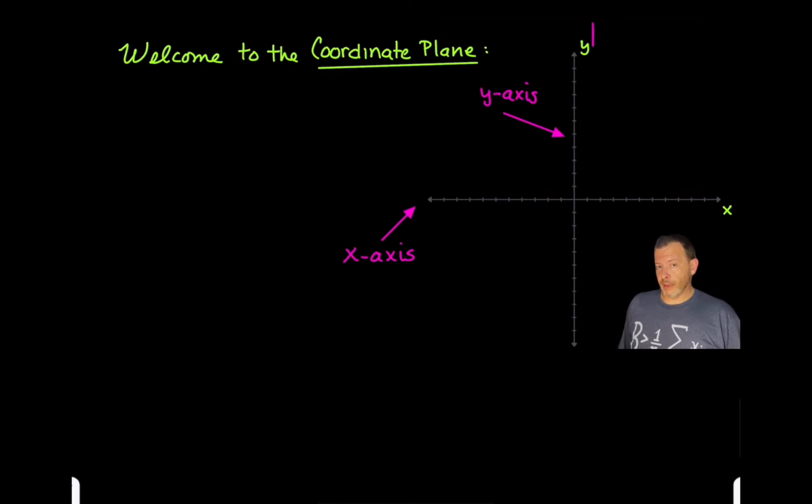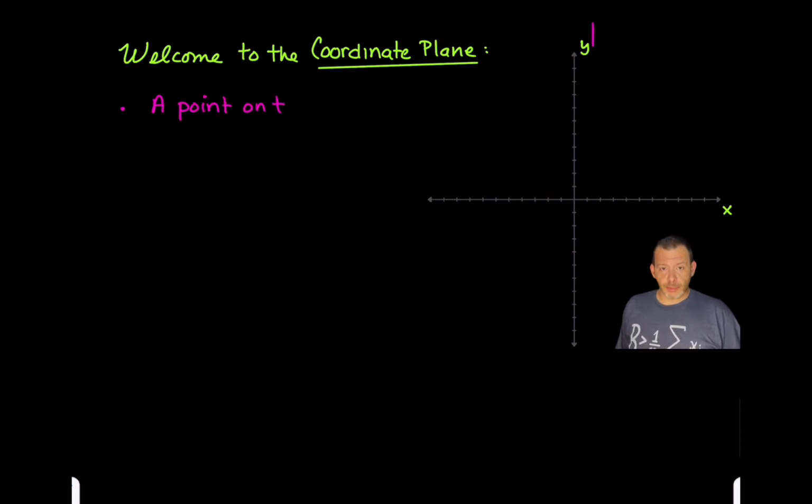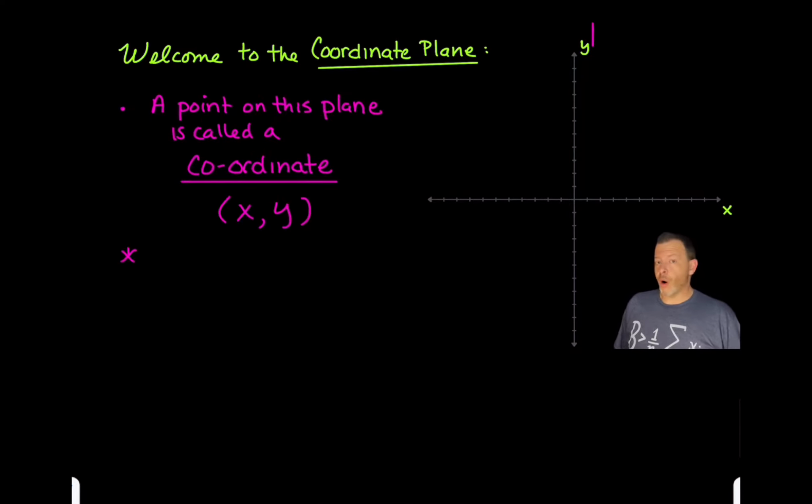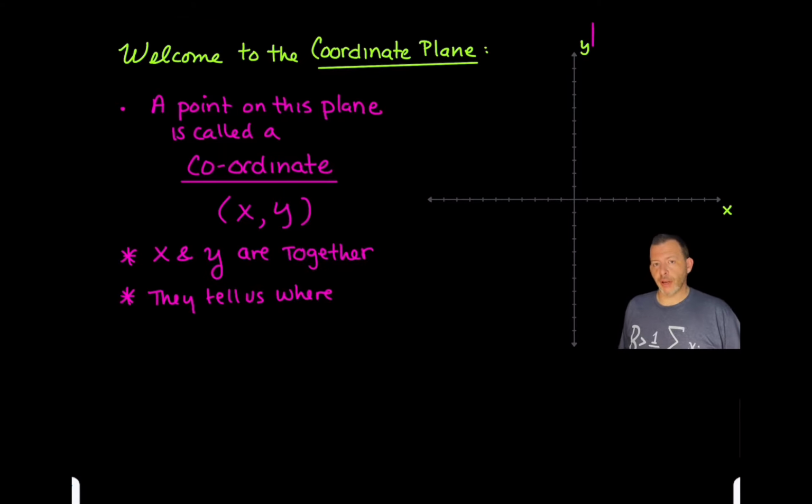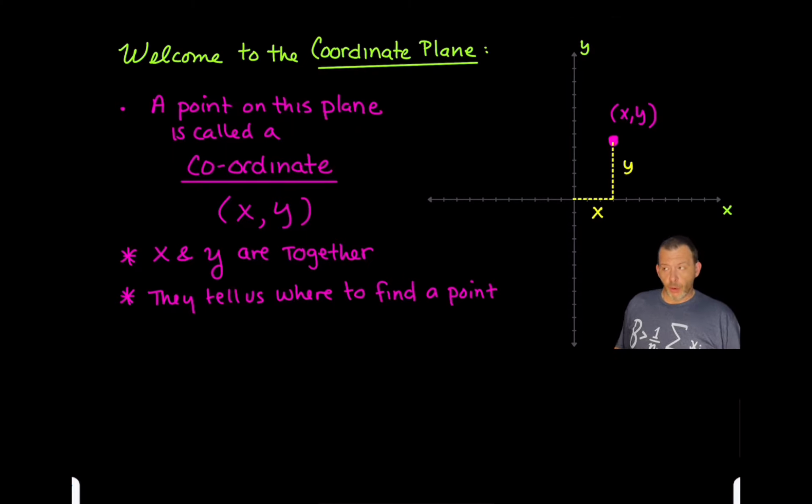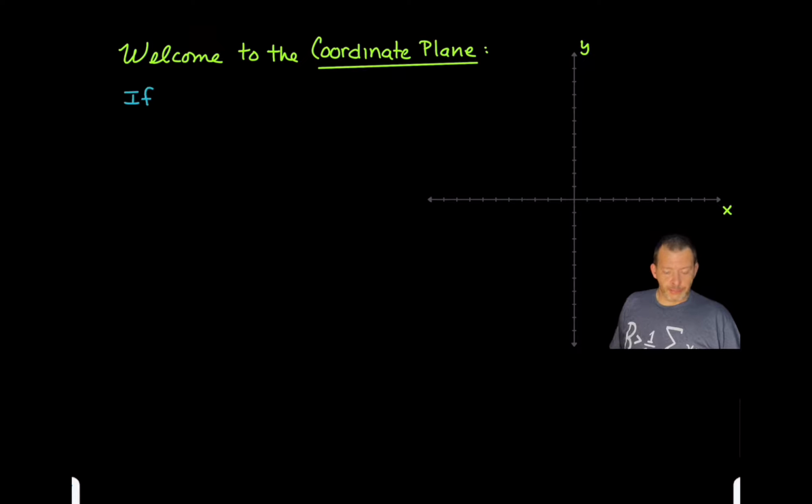X and Y plane make the Cartesian coordinate plane. They're like two rulers on the plane. Now a coordinate, or a point on the plane, is given by the ordered pair (x, y). It is going to tell us where on the graph to find a point. We go over x and up y.